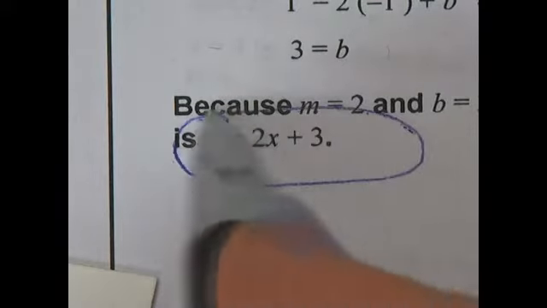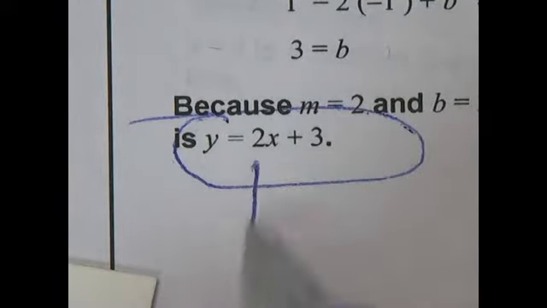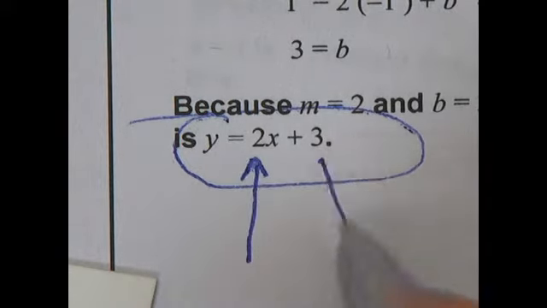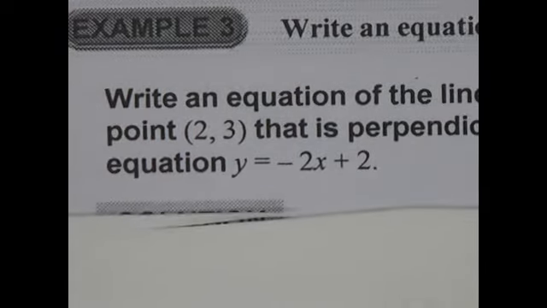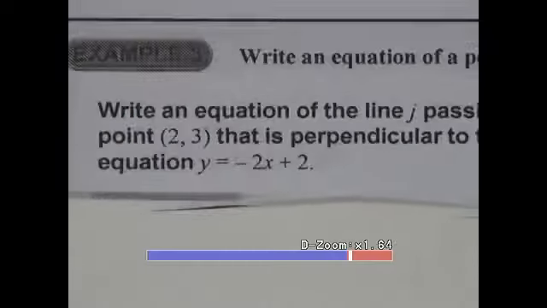And then we put that all together, and if you notice over here, when you put it all together, the equation comes out to be y equals 2x plus 3. We got the 2 from being parallel, and we got the 3 from substituting the x and y value in.